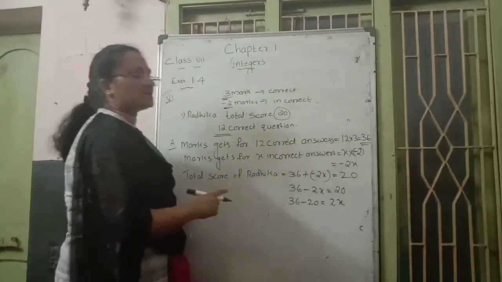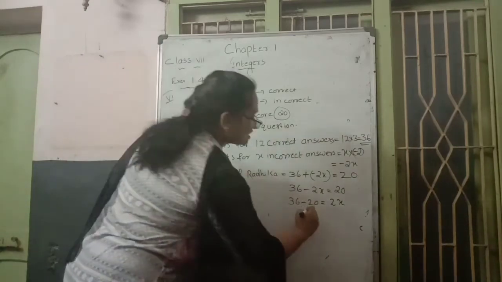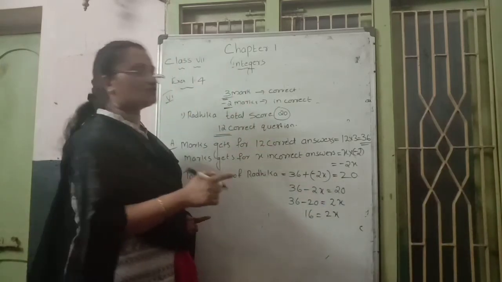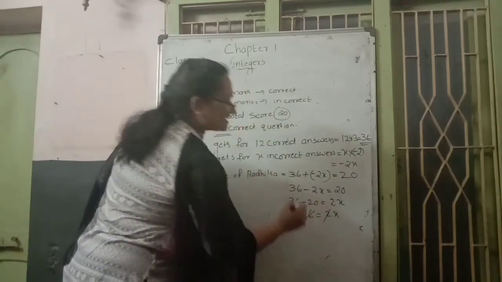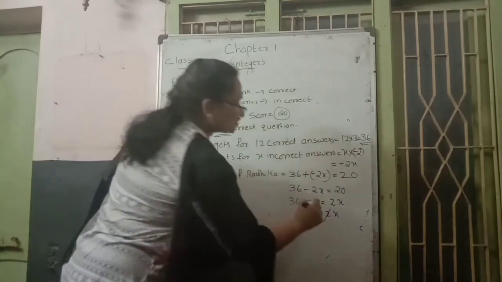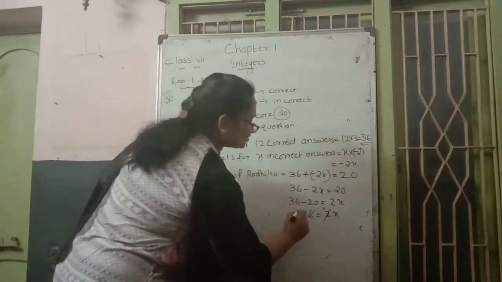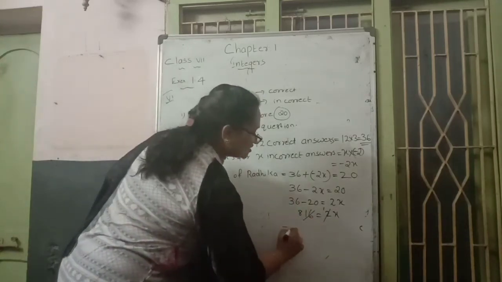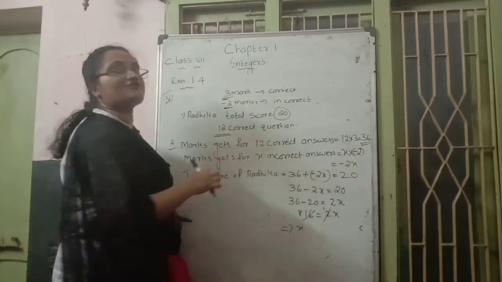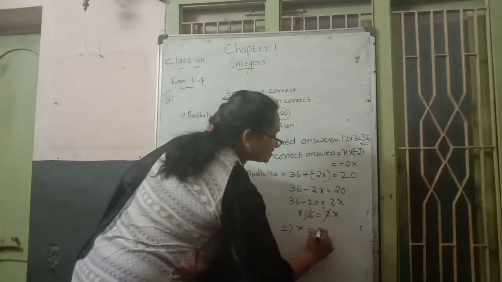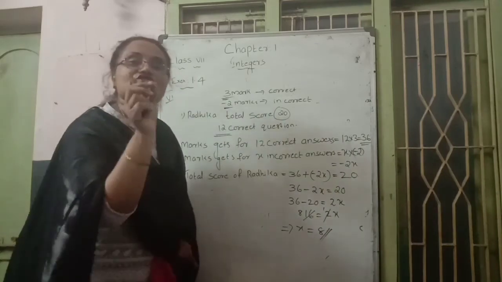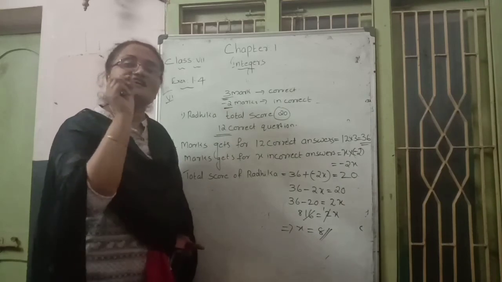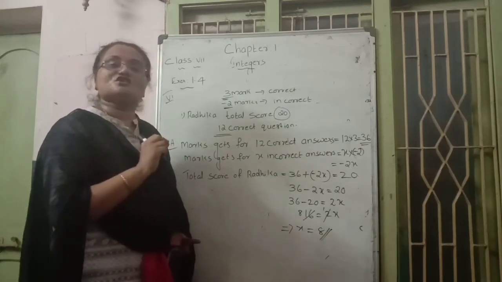36 minus 20 is 16, so 16 equals 2x. Our aim is to find the x value. Using the 2 times table, we can cancel on both sides: 2 times 8 is 16. That means x is 8. Here x means the number of incorrect questions, so she made a mistake in 8 questions. That is the meaning of the question.